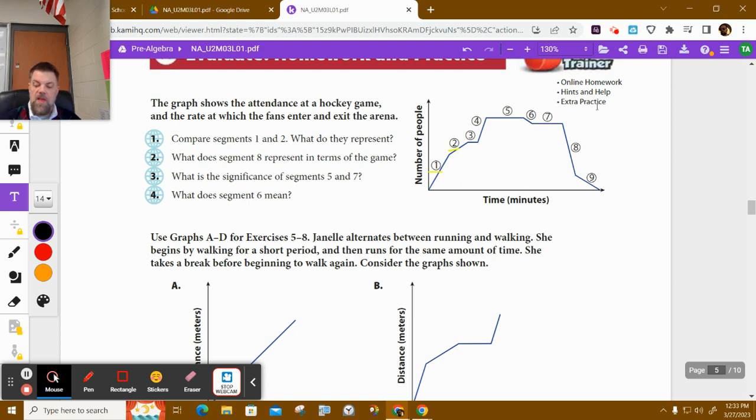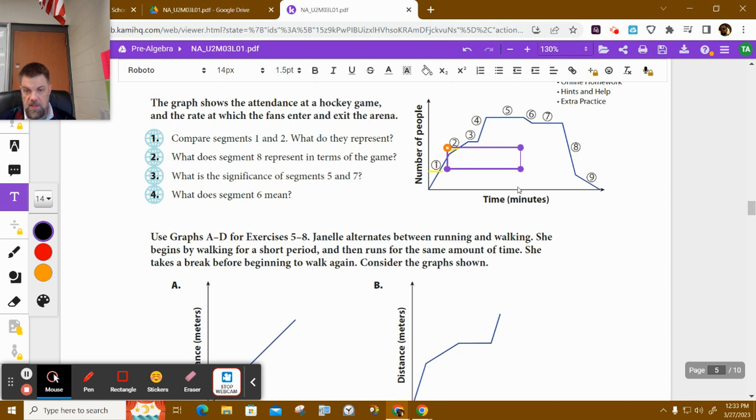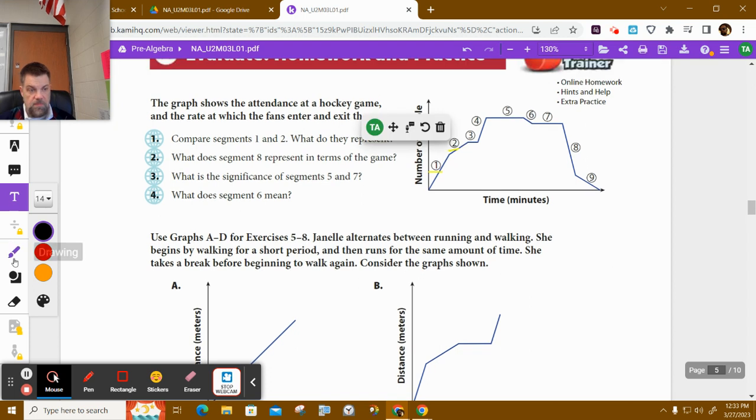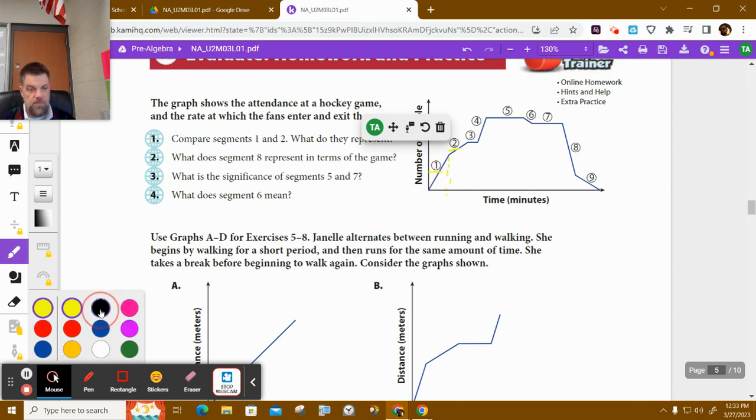So if we wanted to put some information there, what I could say is that from this little dot here, from here down to here, from here to here, that is the beginning. That's segment 1. And then from here down to here, from here to here, this is segment 2. So this is 0, this is segment 1, this is segment 2.